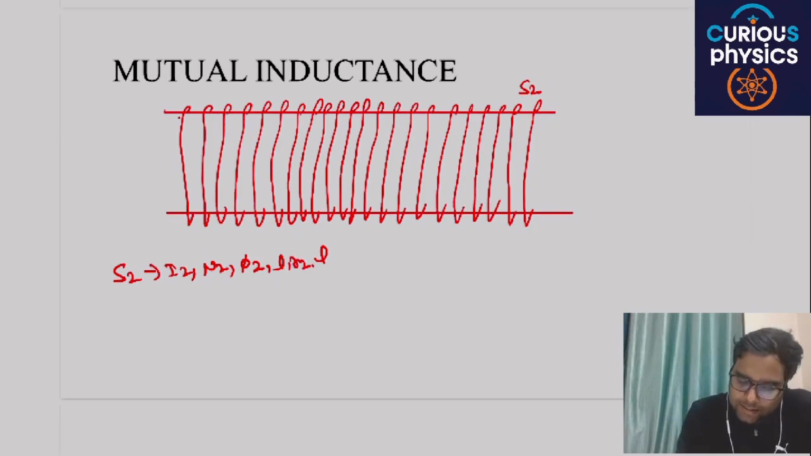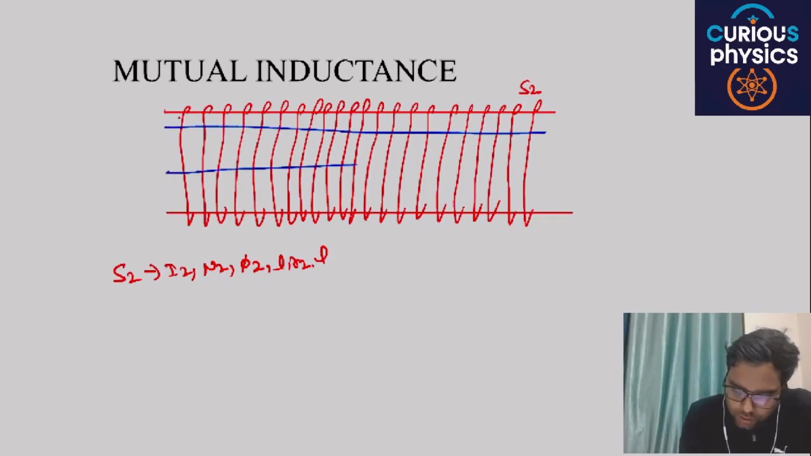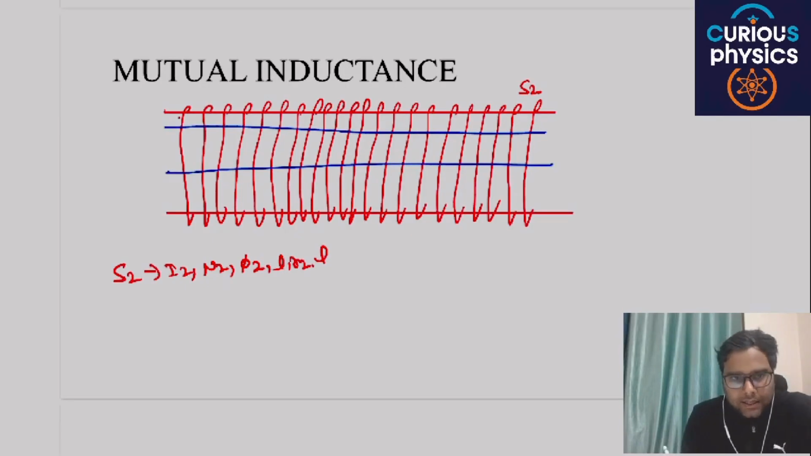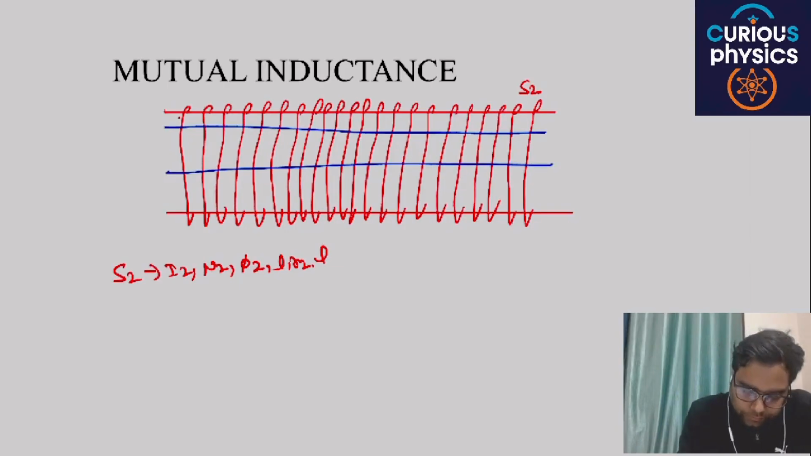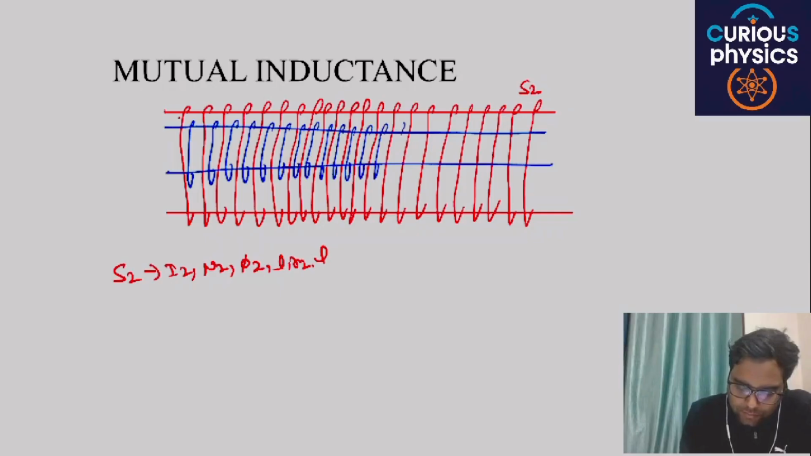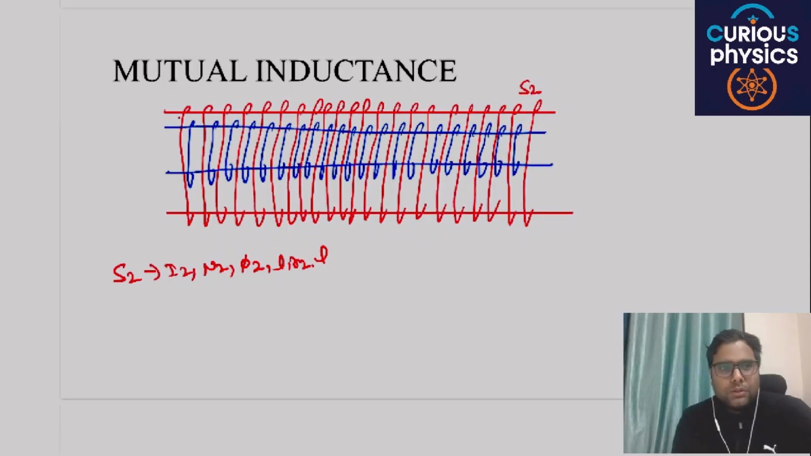Let's say we have introduced a second solenoid of smaller radius inside this solenoid S2. This solenoid is inserted inside solenoid S1. Let's say this is S1. These are basically the various loops, or the wire wrapped on that particular solenoid.